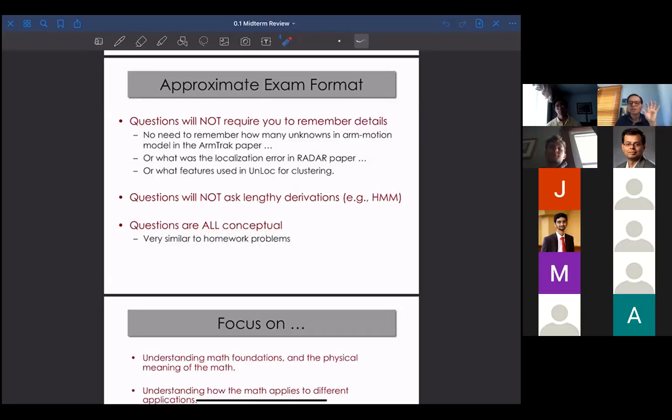In fact, homework 3 is a very good preparation, in addition to the math foundations, which I hope you have. Homework 3 is what I was thinking of as midterm questions. I was saying, okay, these questions I won't put in the midterm, let me put them in homework 3.